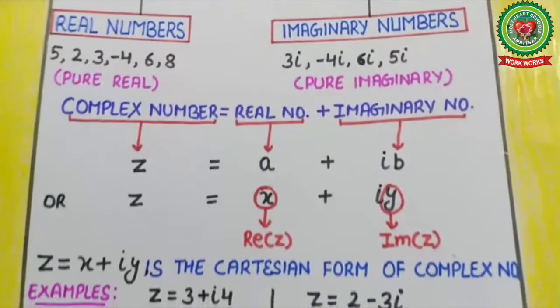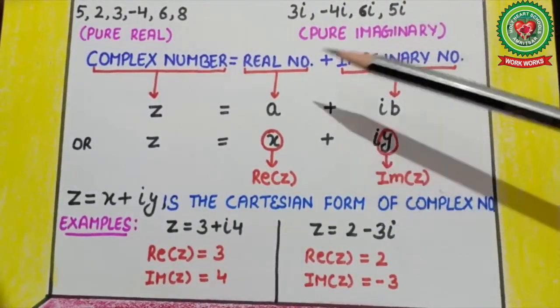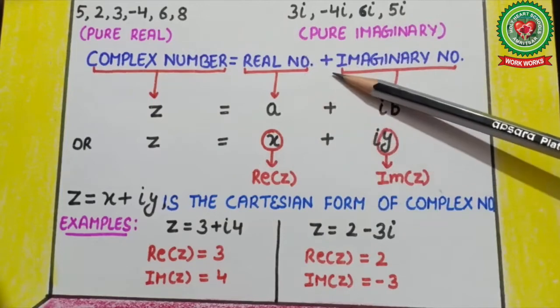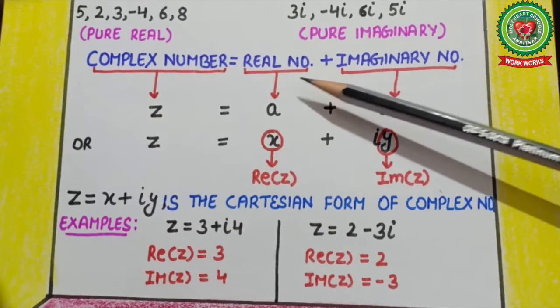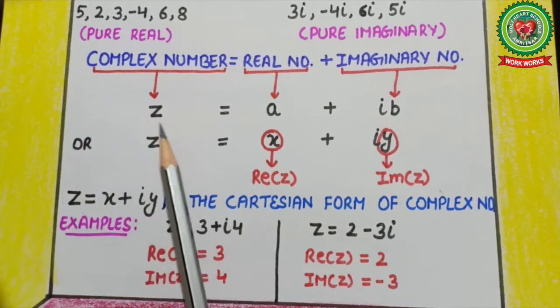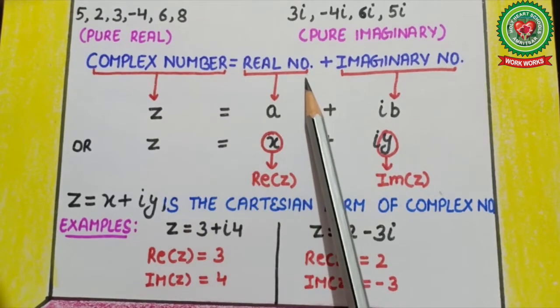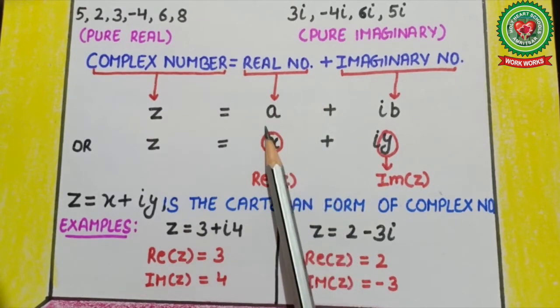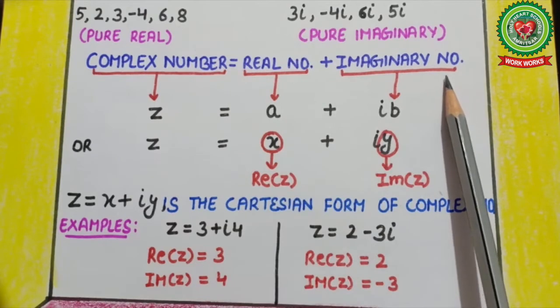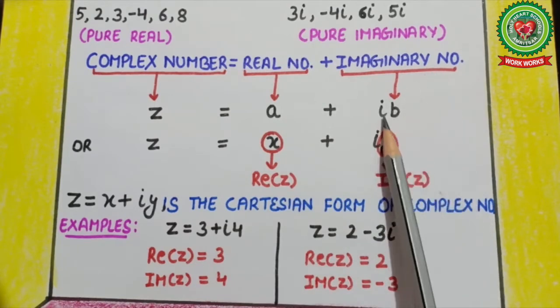So complex numbers are summation of real number and imaginary number. That is called complex number. So complex number is denoted by Z. Real number we are going to denote by A and imaginary number by B. With imaginary number iota will come.